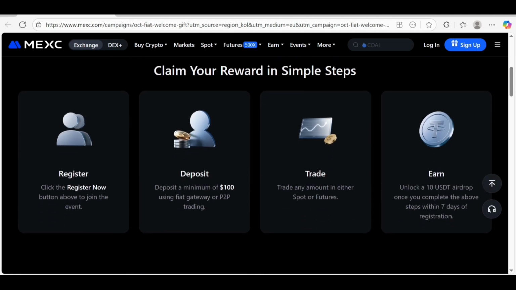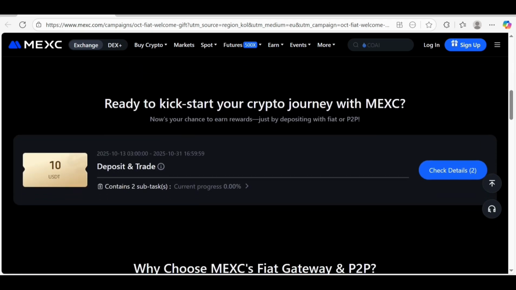First you have to register, then you have to deposit a minimum of $100, and trade in spot and futures, either way you want, and unlock a 10 US dollar airdrop once you complete the above steps within 7 days of registration. Here you are ready to kickstart your crypto journey with MEXC. First of all, you have to deposit and trade here.